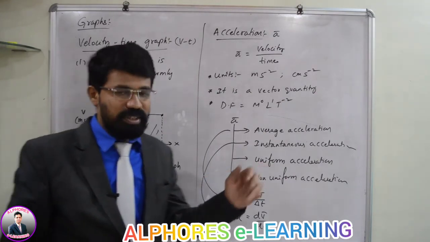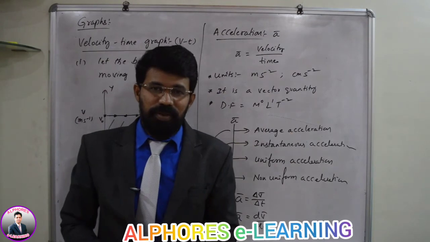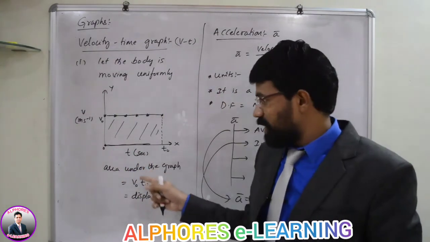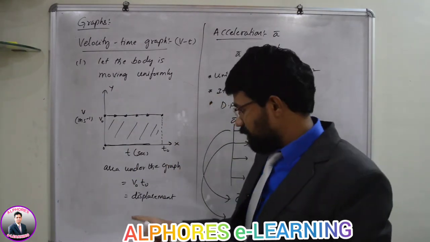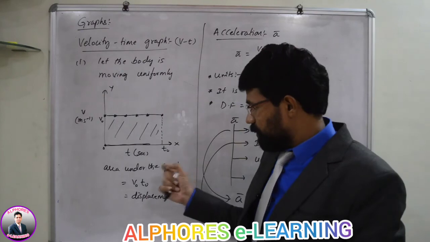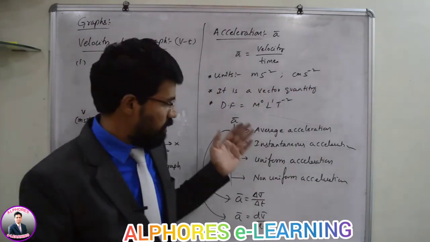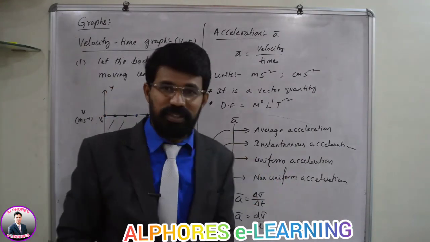So further, in the coming classes, we will proceed with uniform acceleration. Whatever physical significance of the velocity time graph we have identified, what is that? Area under the velocity time graph gives us what data? Displacement. So using this physical significance, we will try to develop a theory connected with uniformly accelerated motion.